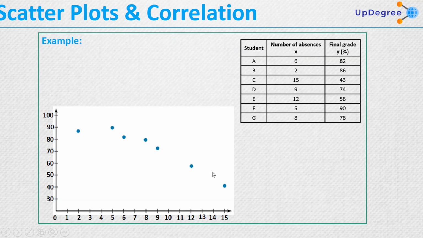In case of negative relationship, we have taken one example, that is a student. How many students we have considered here? 7 students. And number of absences, so x is the independent variable, and the dependent variable is the final exam grade in percentage. So here you can find that if the number of absent days is increasing, then the respective final grade marks percentage is also decreasing. So X is increasing, Y is decreasing, or X is decreasing, Y is increasing. So here we are observing negative relationship.